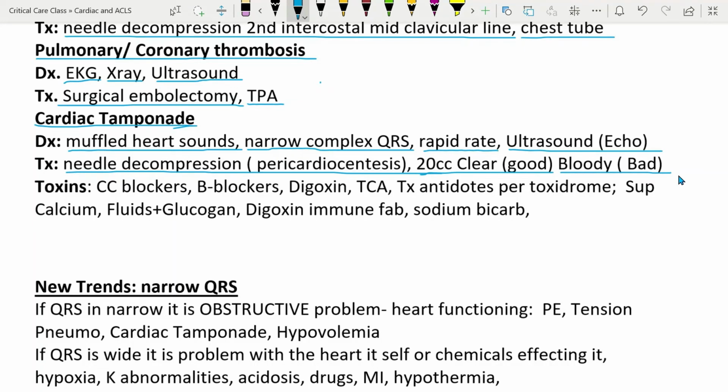Toxins can be the cause of pulseless electrical activity, such as overdose of calcium channel blockers, digoxin, tricyclic antidepressants, treated with antidotes per toxidrome. That could be supplemental calcium for calcium channel blockers, fluids with glucagon for beta blockers, digoxin immune fab for digoxin, and sodium bicarb for tricyclic antidepressants.